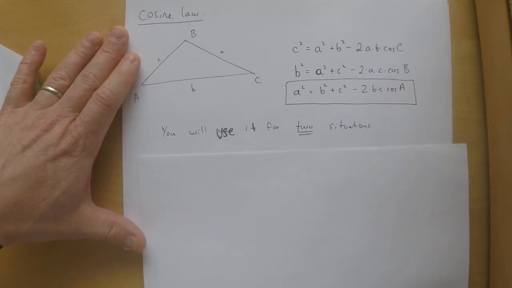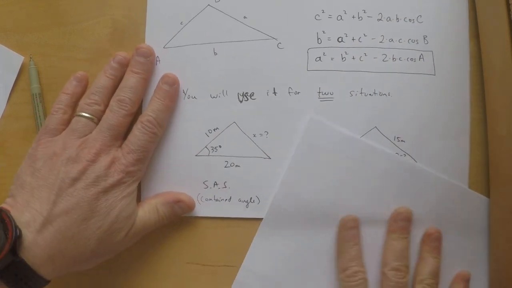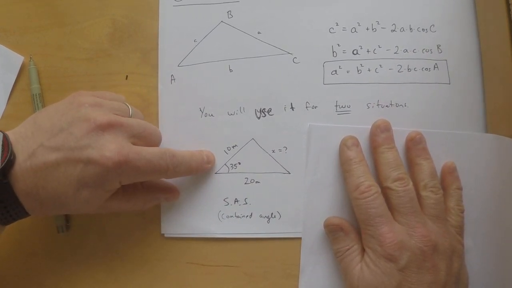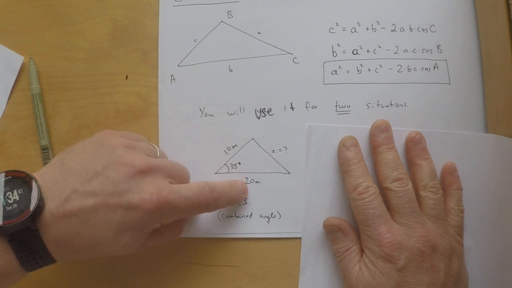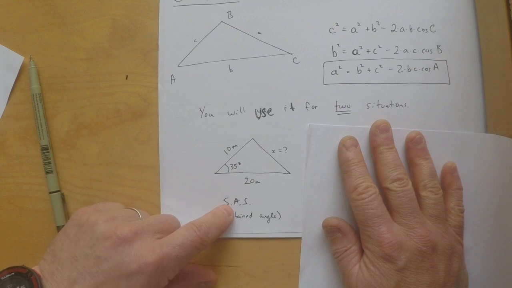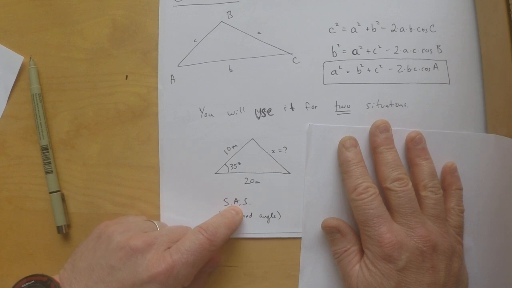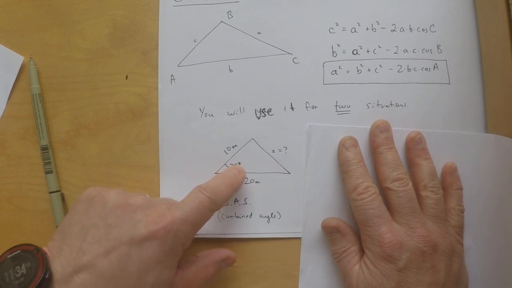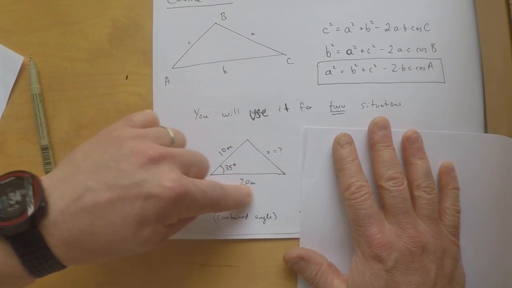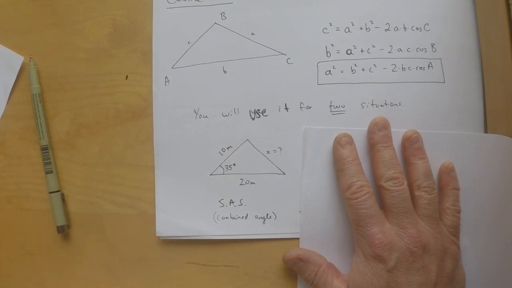And when you use the cosine law, you're going to use it for two situations. You're going to use it for a situation like this, where you have a non-right angle triangle. You have two sides that are given, and you have the angle in between, and that's called a contained angle. I call it SAS, meaning side, angle, side. The angle that you have is contained between. And you're going to be finding then the opposite side, or the side that you're missing. The reason, again, you can't use Pythagoras here is because it's not a right angle. As soon as it's not a right angle, SOHCAHTOA and Pythagoras are useless.